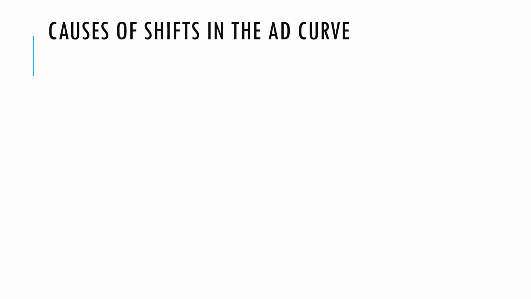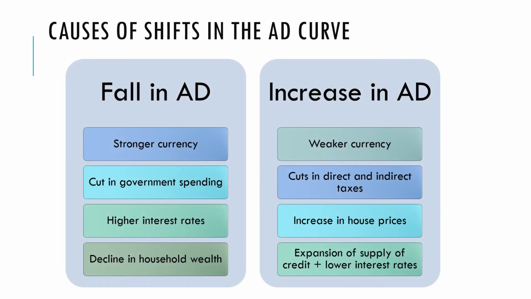So let's look at some shifts, some causes of shifts in the aggregate demand curve. What would change the level of demand in the economy, but is not the price level? So these might be some ideas.